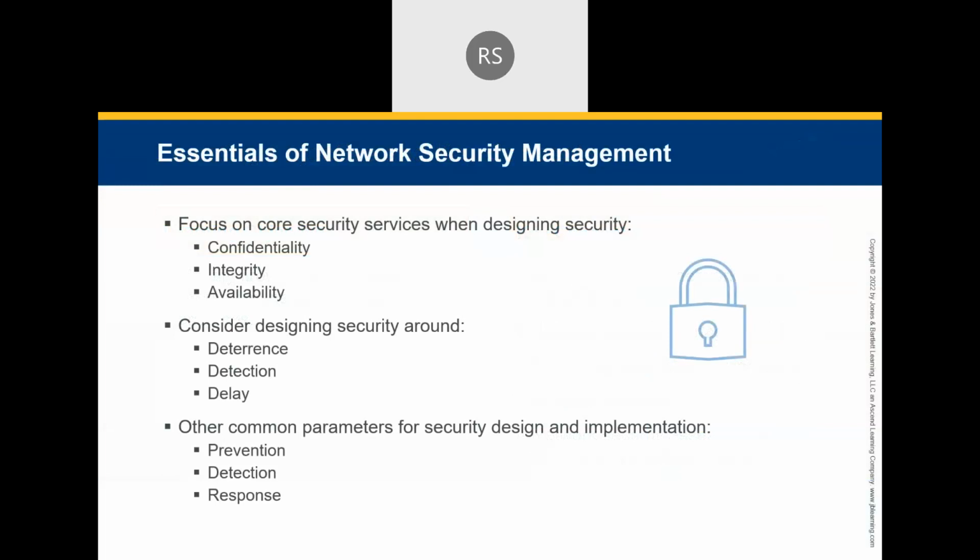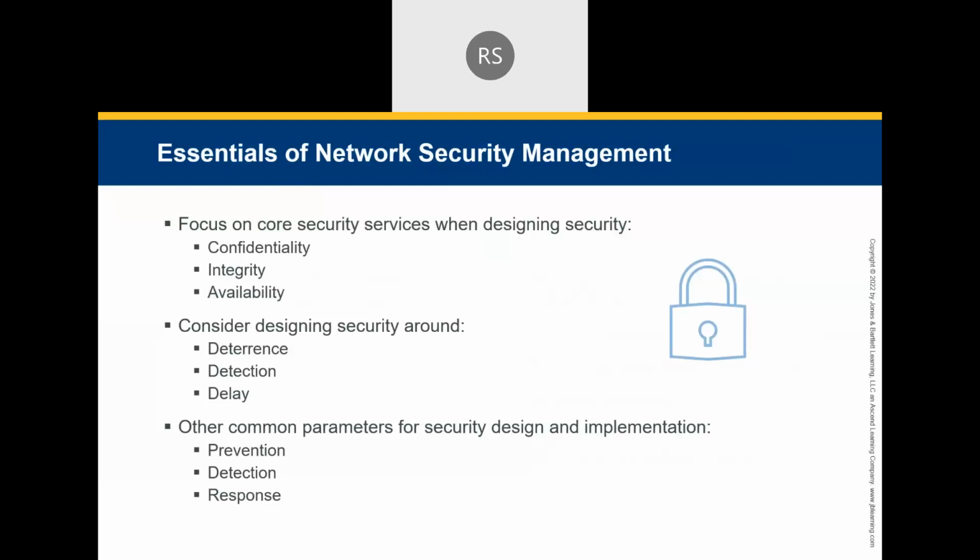First, we'll talk about the essentials of network security management. In network security management, you want to focus on core security services when designing security. So you design your network security around those core principles, such as the confidentiality, integrity, and availability of the CIA triad, to ensure the protection of sensitive information, the data integrity, and uninterrupted access to those resources.